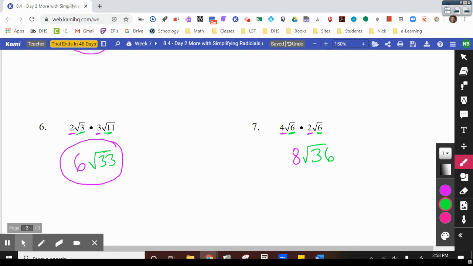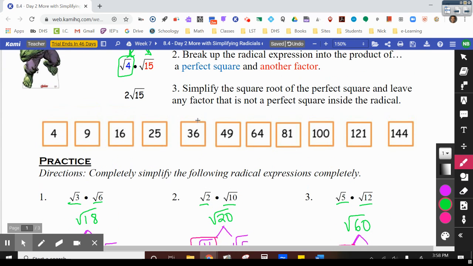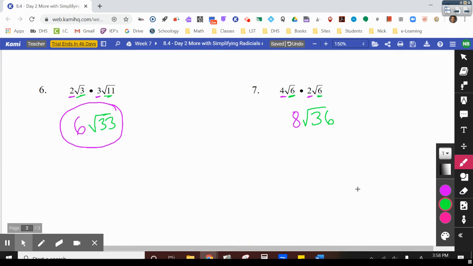Oh, wait, that number looks super familiar. Let's see. Oh, there it is. Rad 36 is a perfect square. Sometimes that will be the case. This rad 36 is a perfect square, so that simplifies to 6. And I have this 8 on the outside, so I'm going to bring that down. They're next to each other, so that means I'm multiplying. So this really turns into 8 times 6, and 8 times 6 gives me 48.